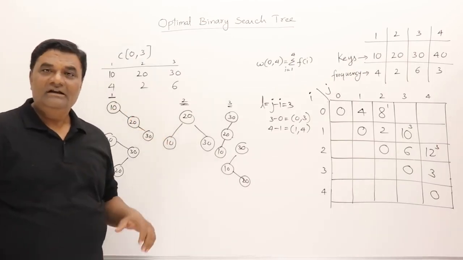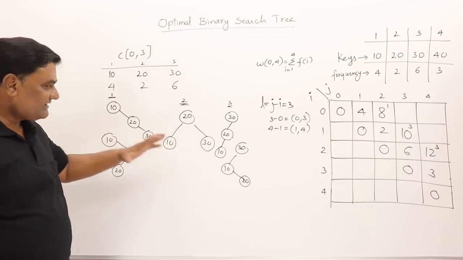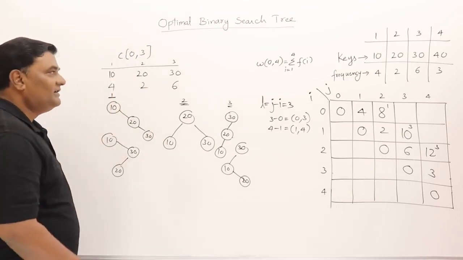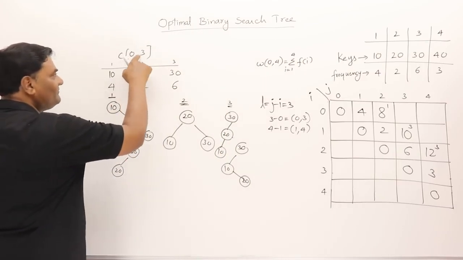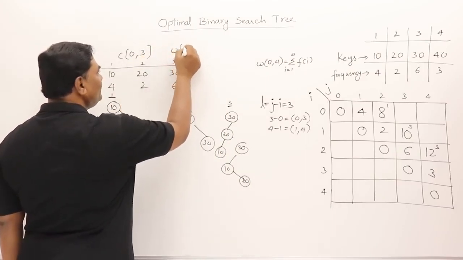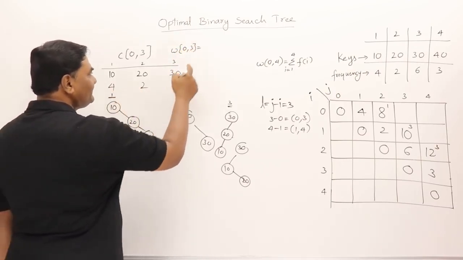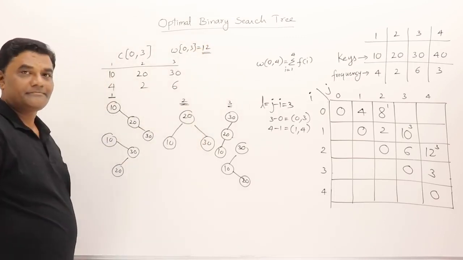Now out of this, which one is minimum? For this, I will use the formula directly, right? I will not calculate them. So the formula, if you remember this one, is the sum of the frequencies. So we have to take from 0 to 3. If I find out the weight of 0 to 3, directly I will find out how much it is. 4 plus 2 plus 6, so this is 12. So let us use this 12 every time.